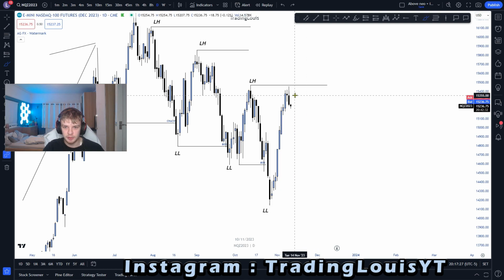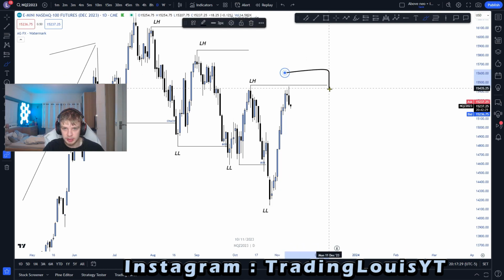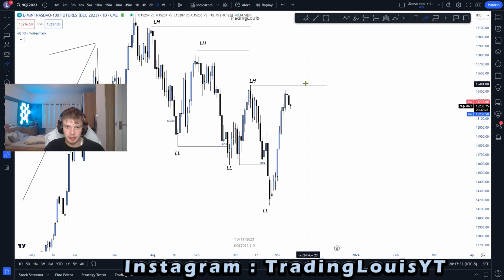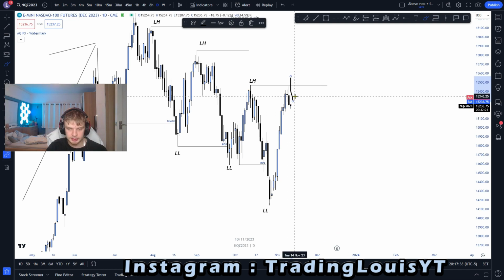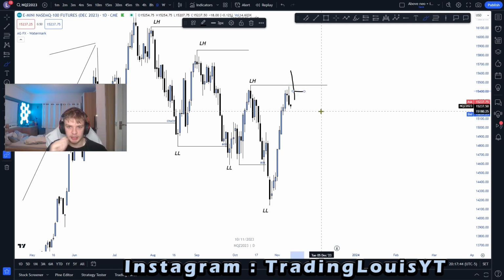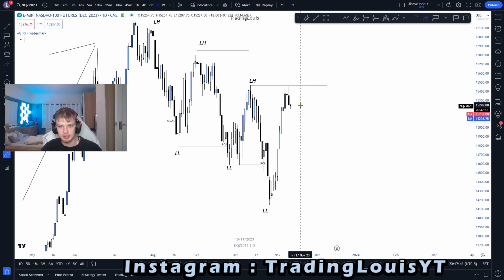So if price does not come up and close anywhere in this area, then that wouldn't be a change of character, that would just be a liquidity grab. So let's say this next candle comes up here, wicks up here, and then carries on going back down and the body closes here. That would not be a change of character, that would just be a liquidity grab.